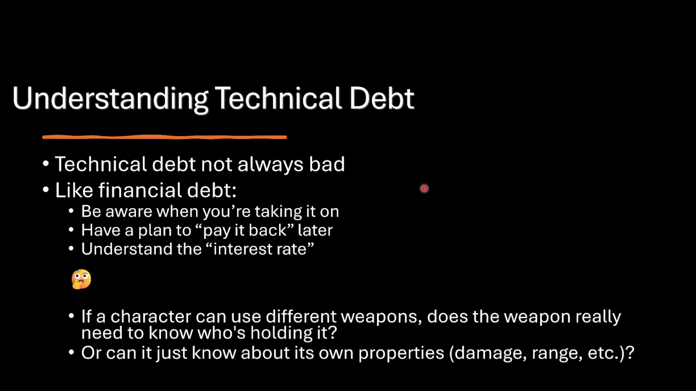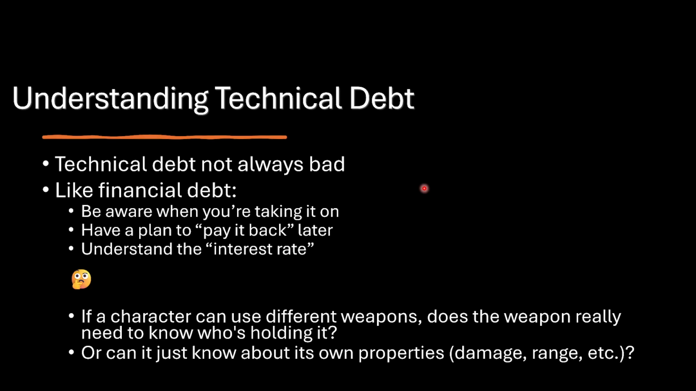Think about maybe a game you're playing. If a character can use different weapons, does the weapon really need to know who's holding it? Or can it just know about its own properties, damage, range, etc.? So when you're making your own classes, think about how tightly coupled they need to be.